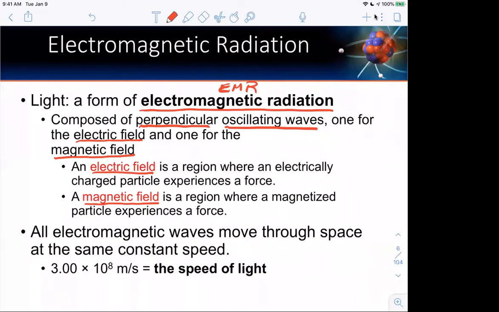One thing we do know about all electromagnetic waves is that they move through space at the same constant speed, which is the speed of light. This is a constant that you will be using frequently in this particular module. So I totally recommend that you remember this. It's also one of the constants that is given to you on that conversion sheet that I allow you to use for tests.